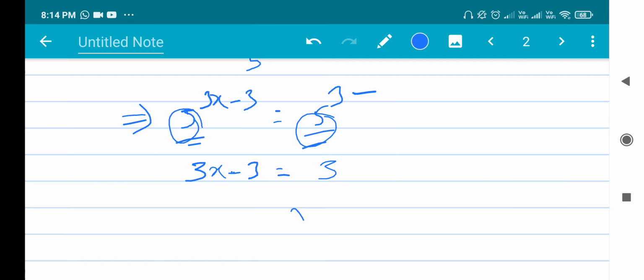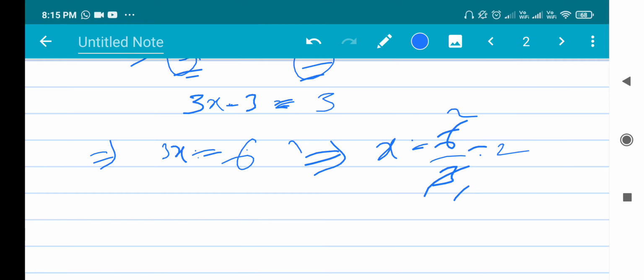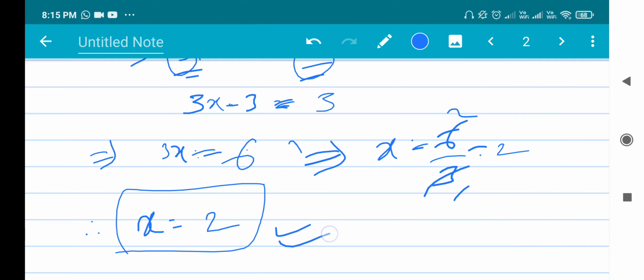So from here, 3x is equal to 3 plus 3. By transferring minus 3 to the RHS, it becomes 6. So x is equal to 6 upon 3. 3 ones are 3, 3 twos are 6, so x is equal to 2. So the required answer is x is equal to 2. This is our answer. I hope all of you understand this solution. Okay, go for the next question.